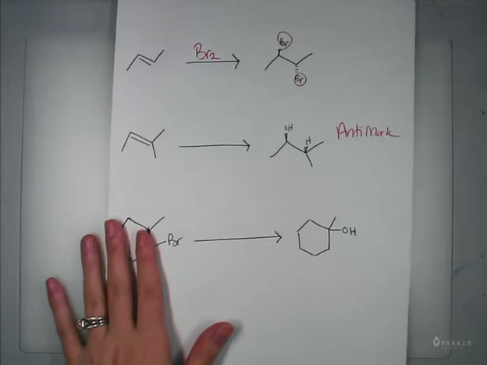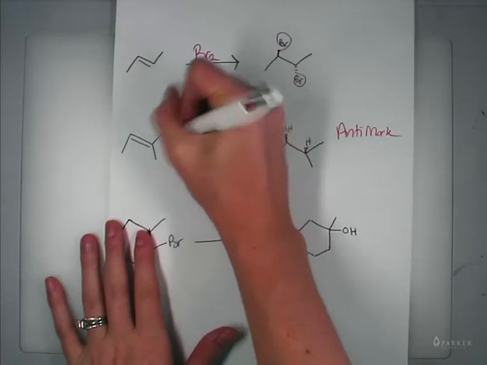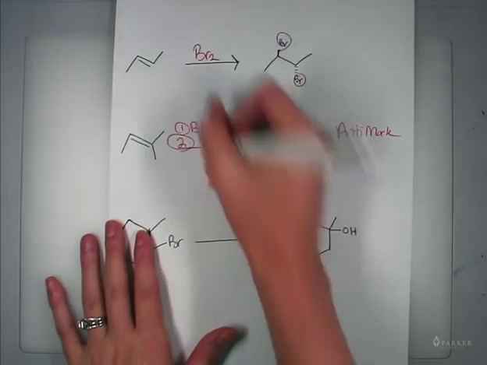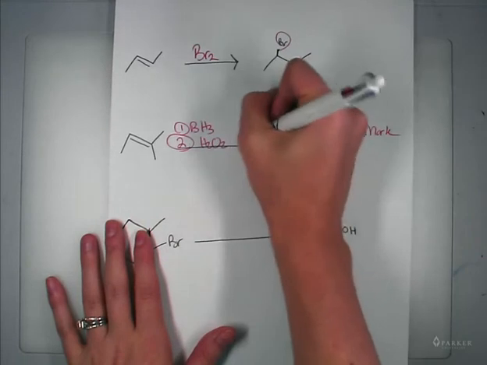So what do you put here? The BH3, to make it anti-Markovnikov, what do we need in there? H2O2, and what do we add across? Water.